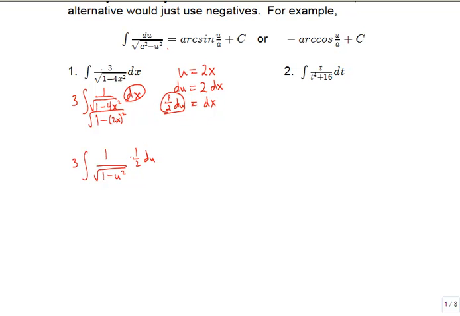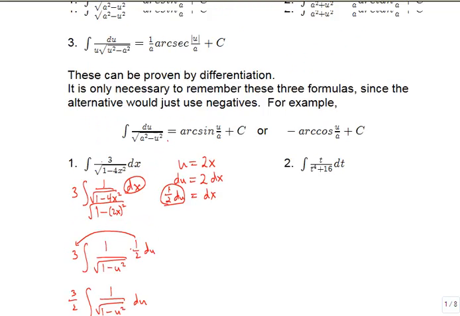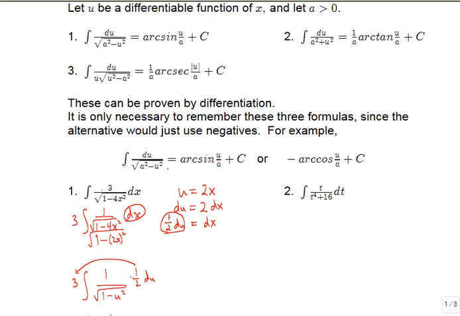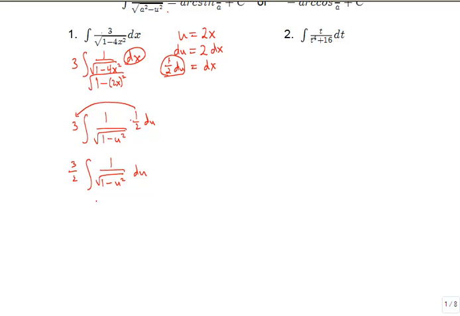This 1/2 isn't doing me any good, so let's pull it out. 3 times a half is 3/2. So we have 1 over the square root of 1 minus u squared du, which is exactly this formula right here where the a is 1. So the integral of 1 over the square root of 1 minus u squared, that's just arc sine of u over a, which in this problem would be u over 1 or just u. And the 3/2 stays put.